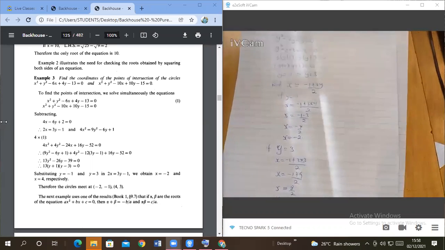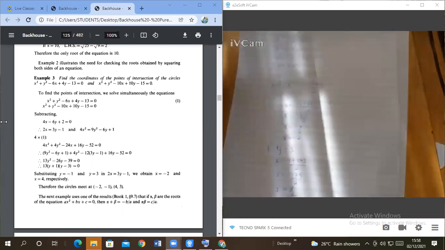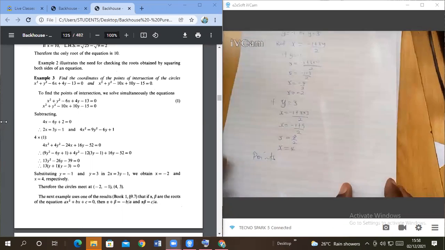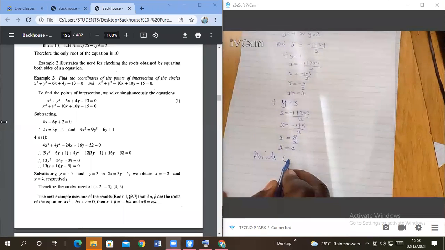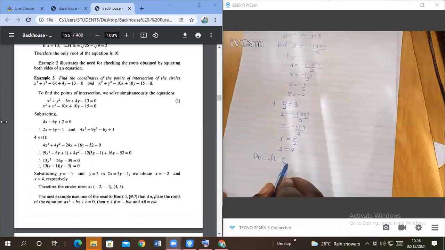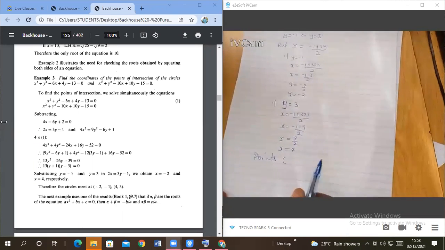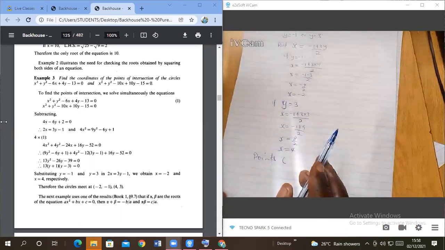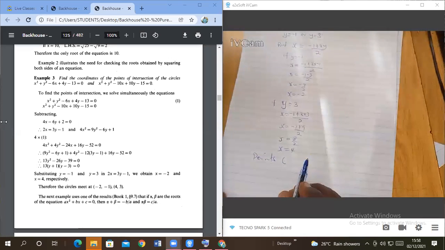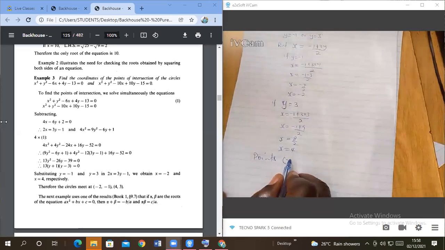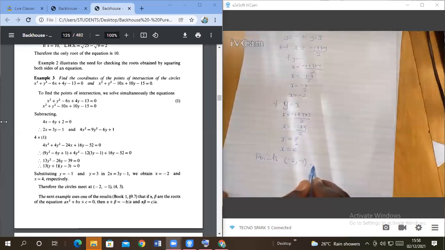So what are the points of intersection? Remember, you state the x value first. Negative 2 and negative 1, and then 4 and 3.